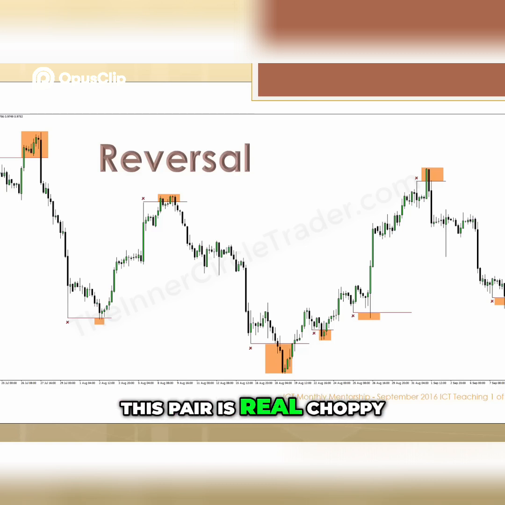This pair is real choppy. It tends to have a lot of this type of price action, so it has a characteristic that is very favorable if you're into this type of trading. Turtle soups and false breaks are really good in the Swissy.